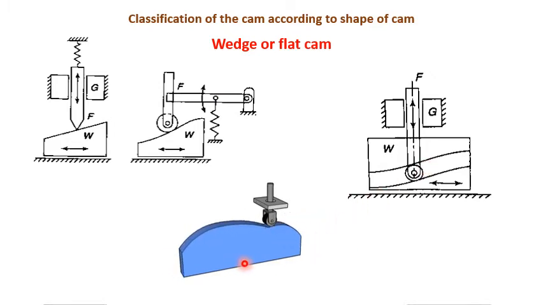So in the video also you can see, this is the wedge whereas this is the follower. So when this wedge moves from one end to the other end, since these two are in contact, there is a movement of this follower that takes place. Okay, so this type of cams are called wedge or flat cams.